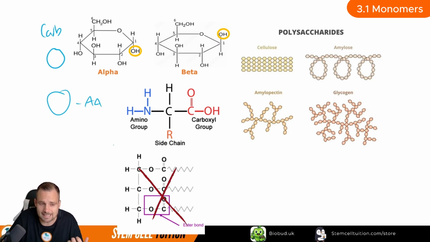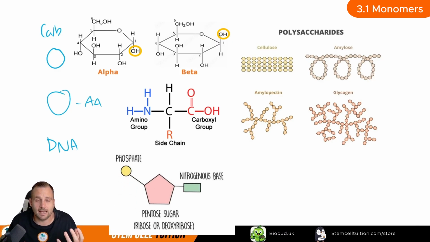But the third one is nucleic acid. Now, we've learned of DNA as a big, large molecule, but it's actually a polymer of individual repeating units of nucleotides that are made of a phosphate group, some kind of pentose sugar, and then a nucleotide base. And again, those bases can be changed, A, T, Gs, and Cs, but one of those is a monomer, and then many repeating units is a polymer.